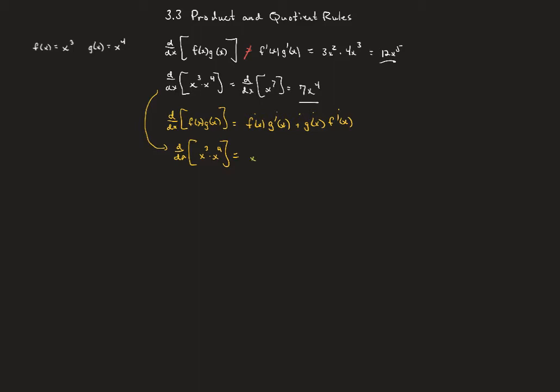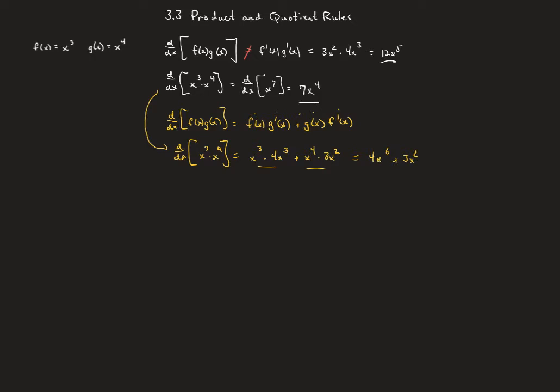So if we take the first, x to the third, times the derivative of the second, that's going to be 4x to the third, plus the second, x to the fourth, times the derivative of the first, which is 3x squared. So the first term is going to be 4x to the sixth. Did I do that right? And then we're going to get 3x to the sixth.